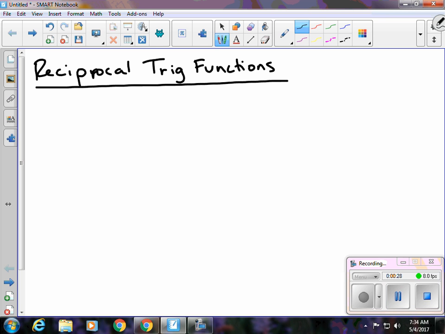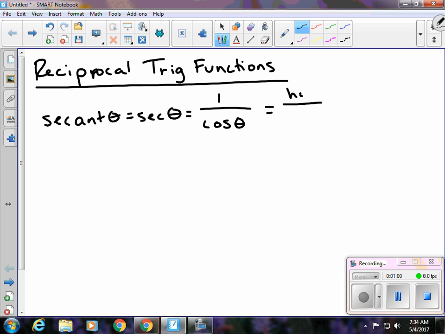Their names are secant, secant of theta. Actually, I should spell it out for you so you know what it looks like. Secant of theta is really 1 over cosine of theta. Or you could think of it, cosine is really opposite over hypotenuse, but if we switch it, you actually have your hypotenuse on top over your adjacent.